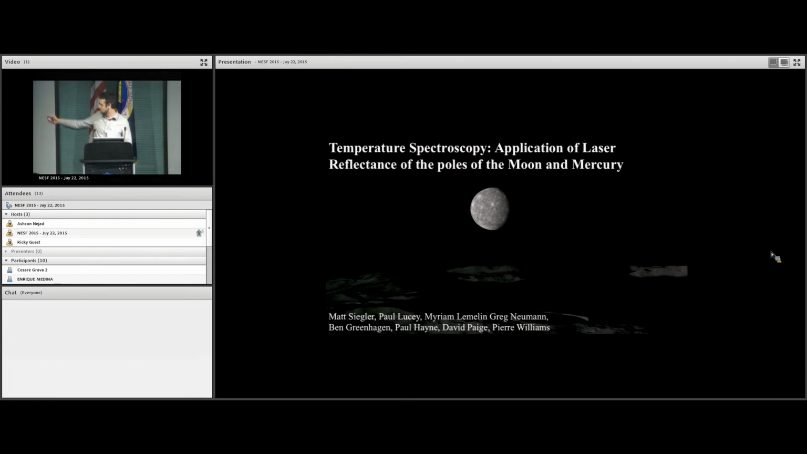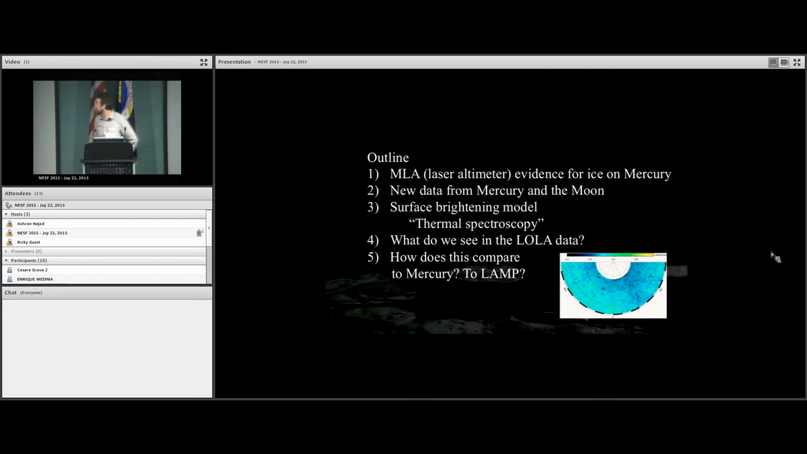Okay, so this is work with a bunch of people. Paul Lucey has done some great recalibration of the LOLA laser reflectance data set recently with Miriam Lemelin, his student, and then Greg Neumann with the laser altimeter from Mercury. And we'll try to go on a wild ride here. I probably have too many slides for 12 minutes, now I'm thinking about it.